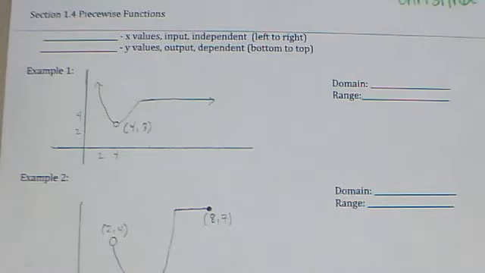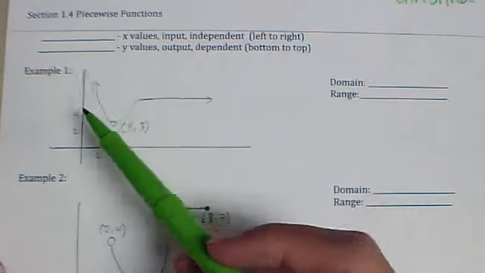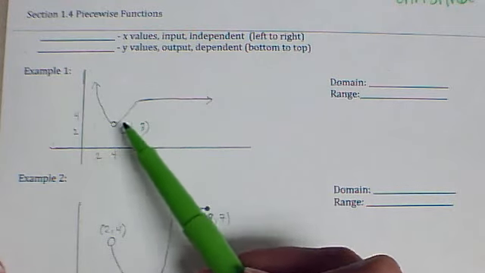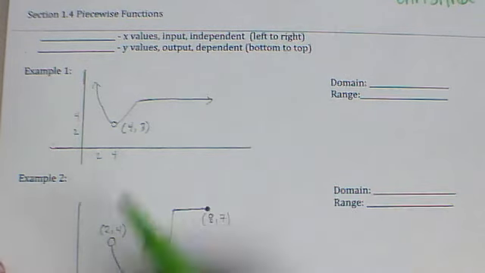Today in pre-cal we talked about piecewise functions. A piecewise function is one that does something for a while and then changes that habit after a certain amount of time, or a certain domain on the graph. For example, on this number 1, this part kind of looks like a parabola, right? And then here it becomes a constant function. So it is something that changes over time.